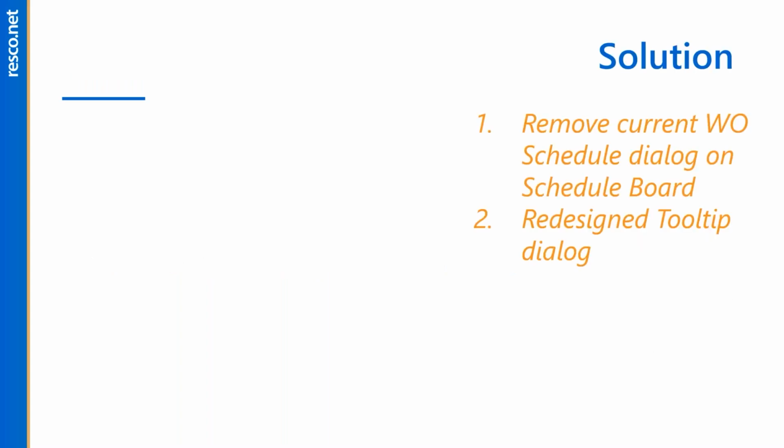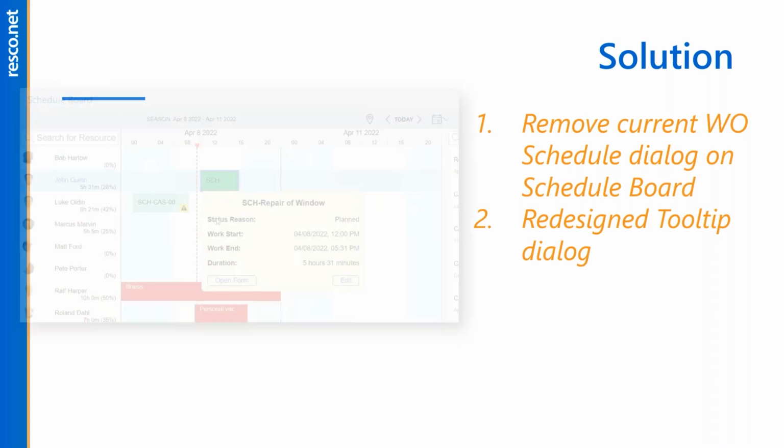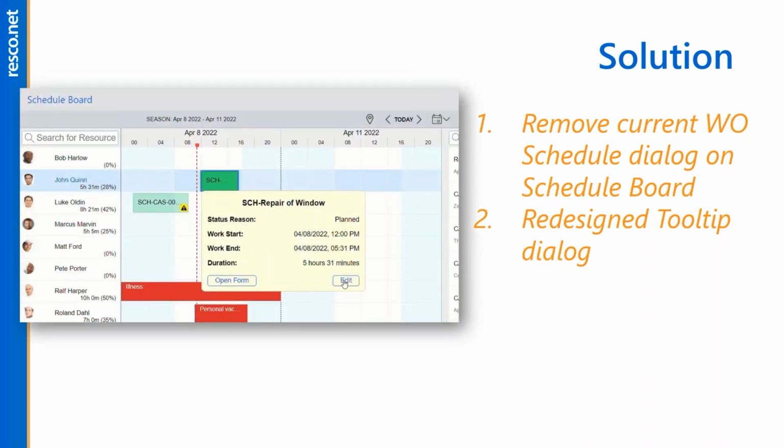So what was our solution? First, on the schedule board, we removed the current work order schedule dialog. If you remember, it's a small dialog with a lot of information there. And we redesigned the tooltip dialog, which I will show you right now, how it looked and what you can do with it. So, this is how it looked.